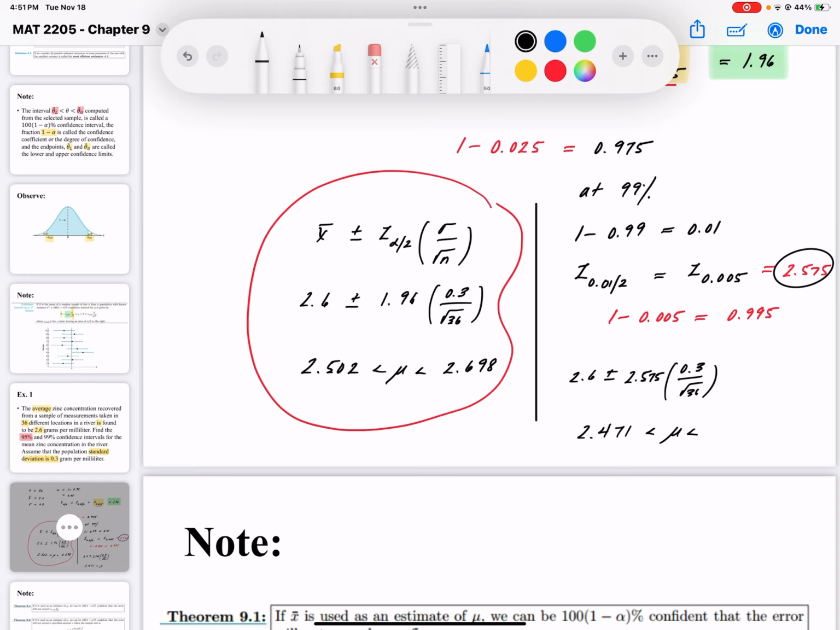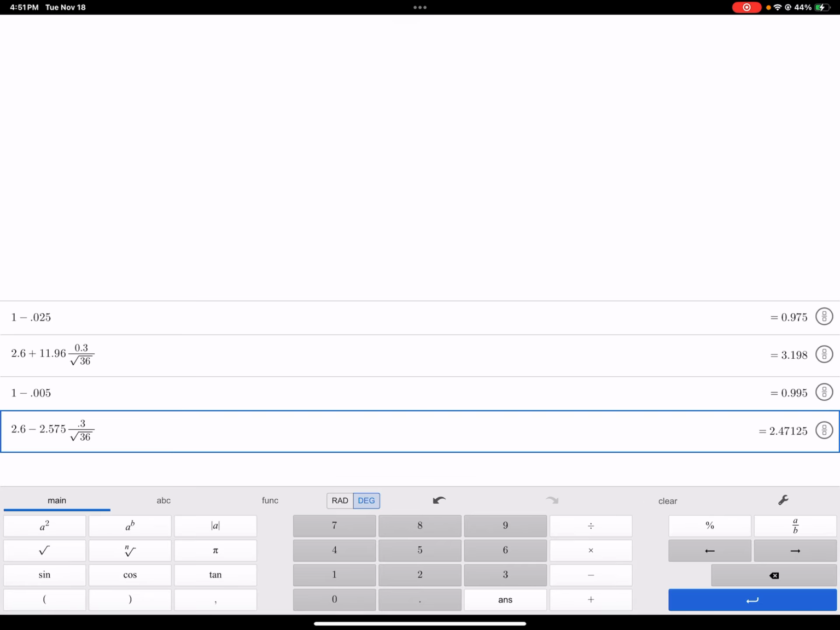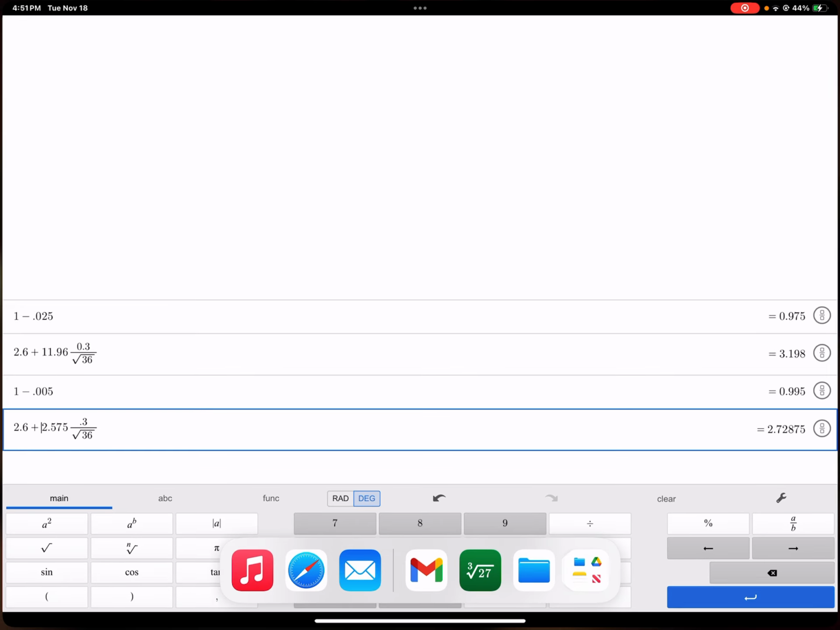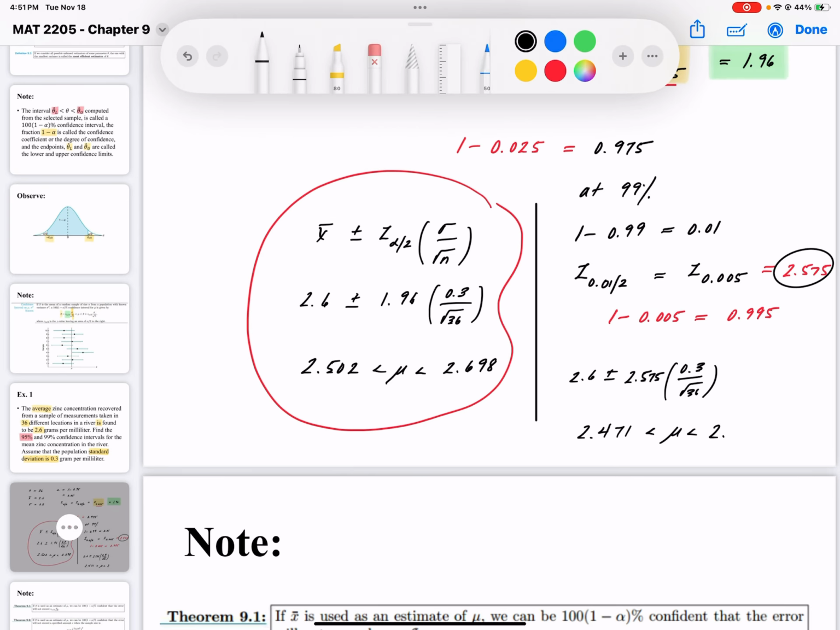And the upper bound is 2.729. And we're done. Okay, so the confidence interval.